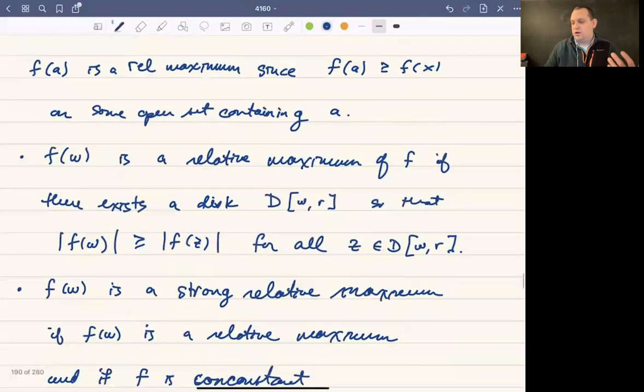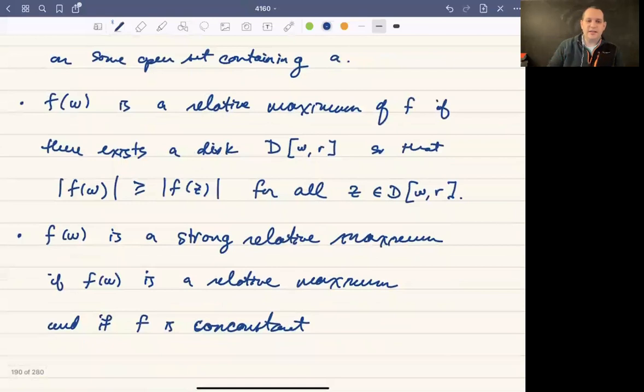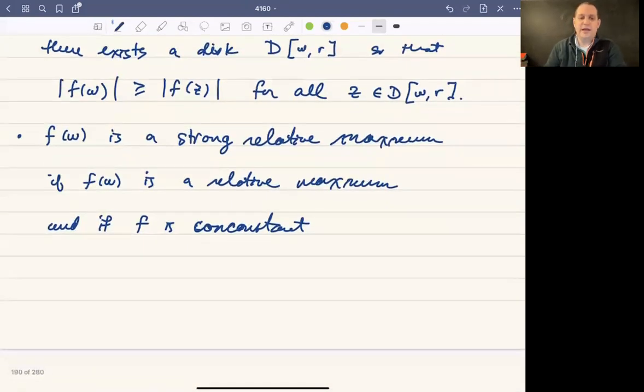So when we say a strong relative maximum, we're just saying don't let it be constant. It's actually larger than all the other values nearby. So that's what we mean when we say strong relative maximum. And then again, analogously, for strong relative minima, it should be non-constant. Okay, so that's strong relative maximum, strong relative minimum. I can't spell or I can't type or both, but there we go. So that's a relative maximum and a strong relative maximum.